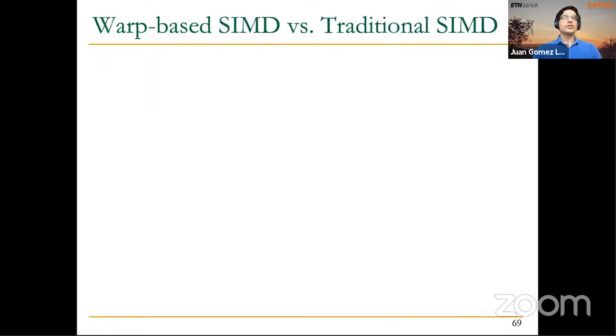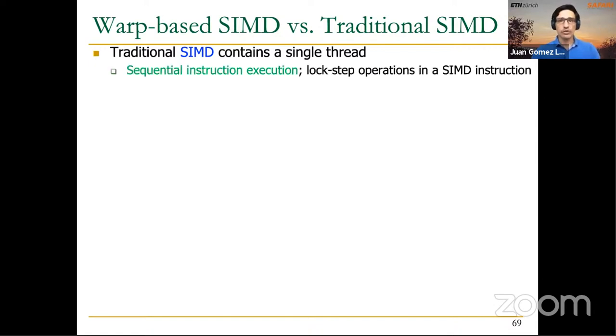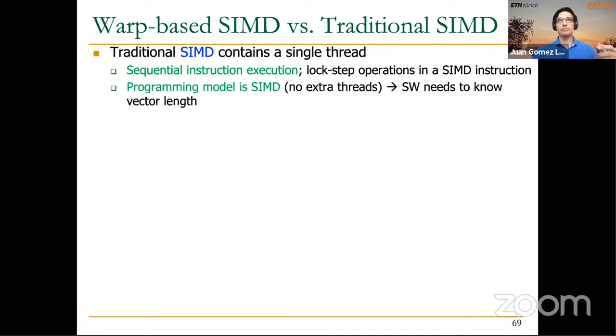Okay, so let's recap on warp-based SIMD and compare it to traditional SIMD. In traditional SIMD, recall we have a single thread. This thread executes sequentially, but it can execute SIMD instructions. These SIMD instructions operate in lockstep. We say lockstep because it's like a whole SIMD instruction and then the next SIMD instruction and then the next SIMD instruction for all the vector lanes at the same time. The SIMD programming model is SIMD. We are not using extra threads. There is a single thread using SIMD instructions.